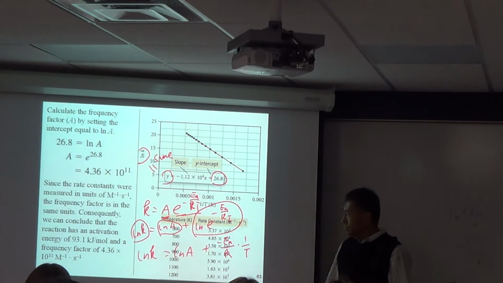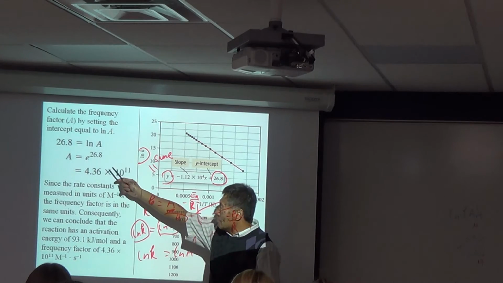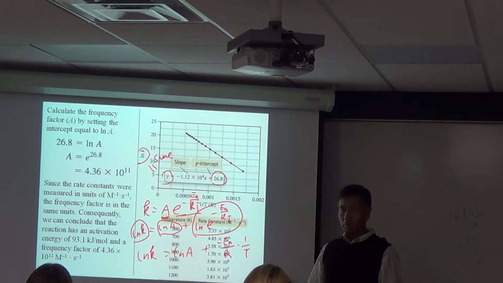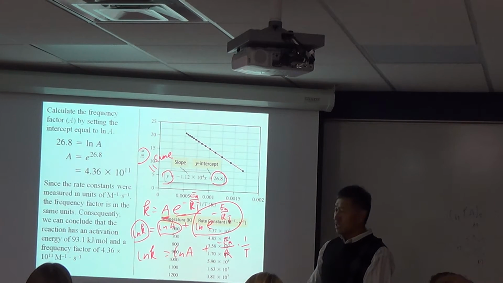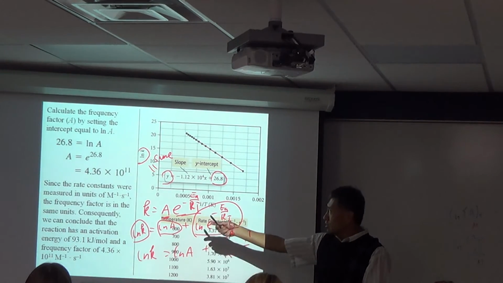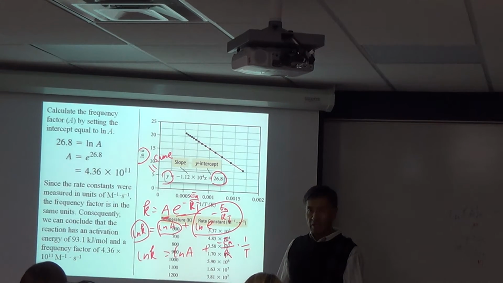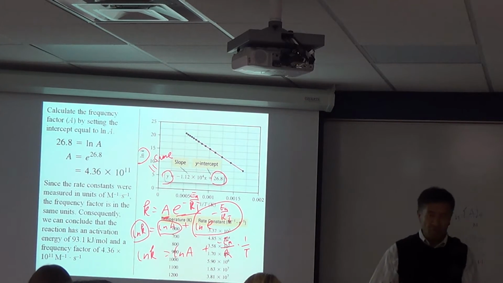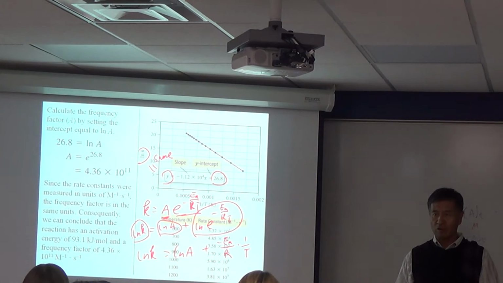Then if you have this number and you have ln A, just press the e to the x key, type the number 26.8, then take e to the power of that. Obviously that will be a huge number, right? 10 to the positive 11, because A is the frequency factor. That means how many collisions occur with the proper, the right orientation.